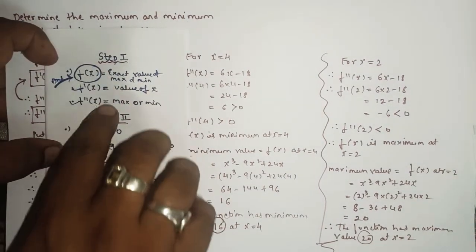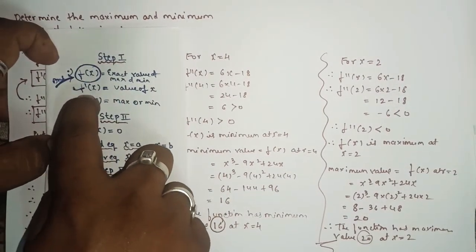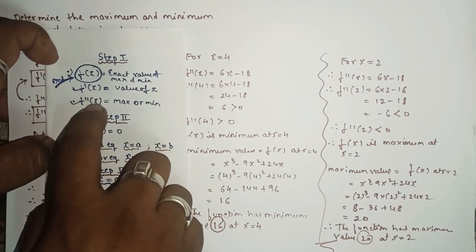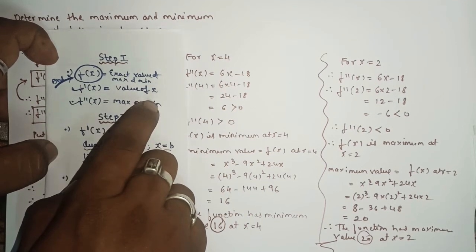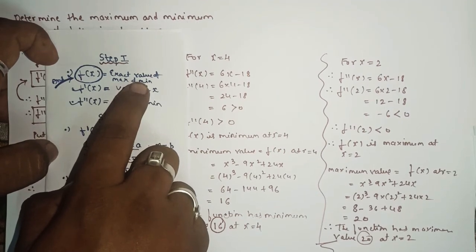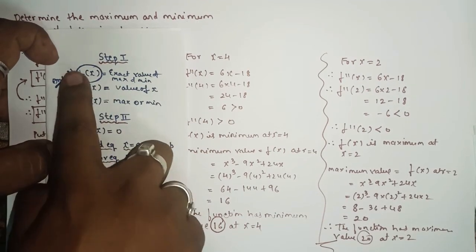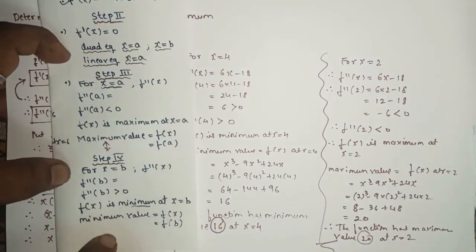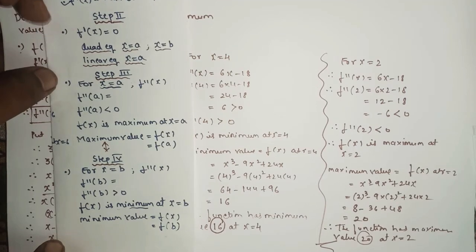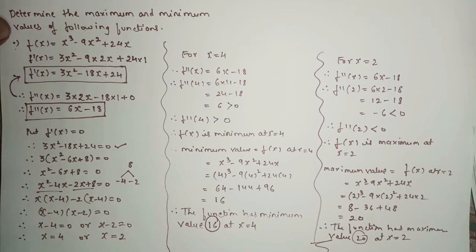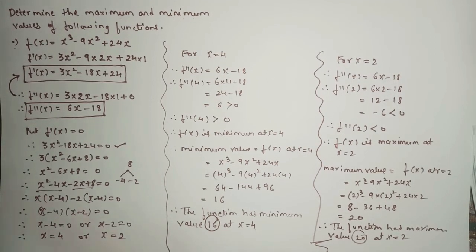So that's why I told you to remember this part: from f dash x you will get the value of x. You will put the value of x in the double derivative to check whether the function is maxima or minima, and the exact value of maxima and minima you will get from where? f of x. So these are the three things you have to remember, and these are the steps you have to follow to get the answer. So I hope you all understood the second example also, how to check whether the function is maxima or minima.